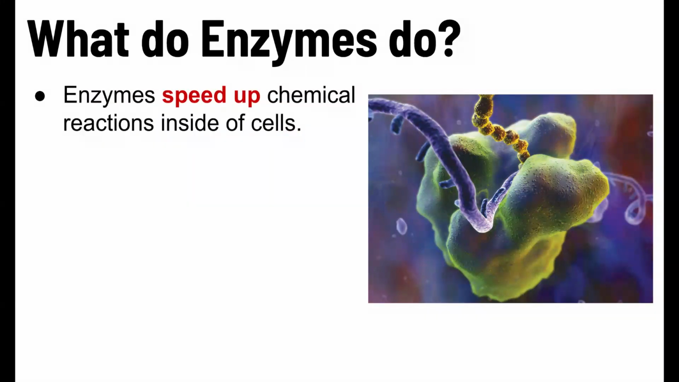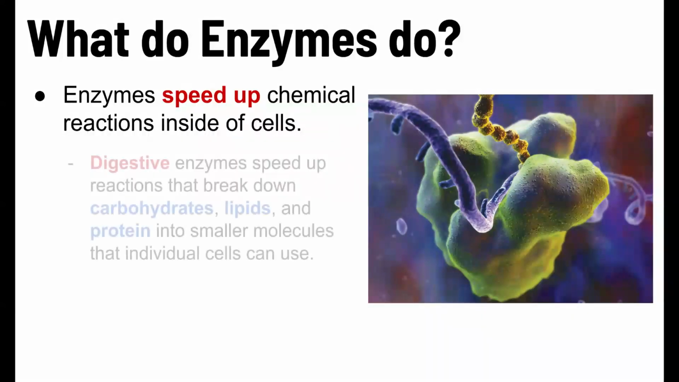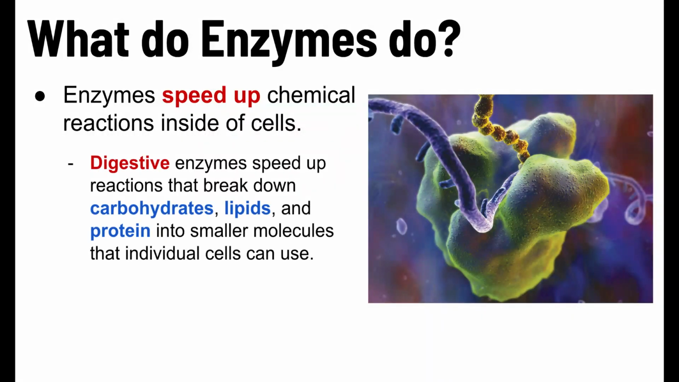So they speed up chemical reactions specifically inside of cells. And an example would be a digestive enzyme. Digestive enzymes speed up reactions that break down carbohydrates, lipids, and proteins into smaller molecules that individual cells can use.